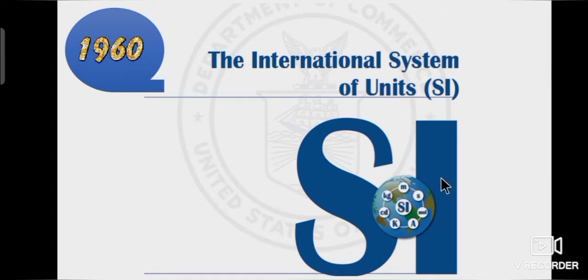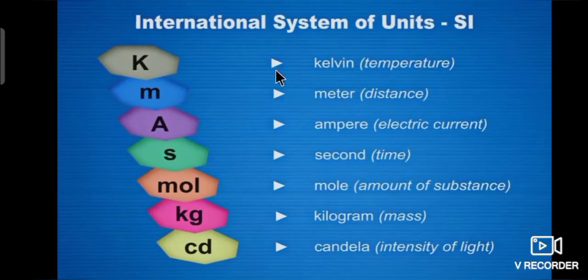In 1960, scientists recognized the need for using standard units for physical quantities. So the SI system was introduced. See the picture, students. The 7 base quantities are called the international system of units. For example, the unit of temperature is Kelvin, distance is meter, electric current is ampere, time is second, amount of substance is mole, mass is kilogram, and intensity of light is candela. So these are the base quantities.